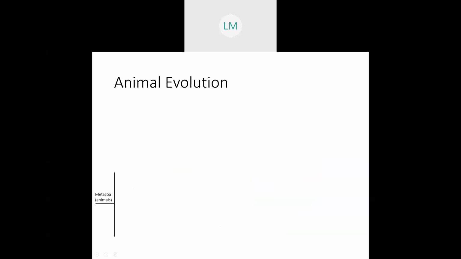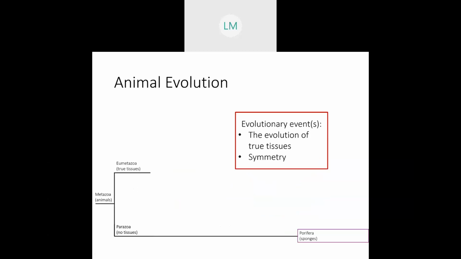So we're going to walk through the animal phylogenetic tree and look at the major splits that occurred in animal evolution. And then we're going to go through all of these evolutionary events and talk about what those traits look like. So within our animals, we're not talking protists here, these are just our animals. The first big split that we see is the evolution of true tissues and the evolution of symmetry.